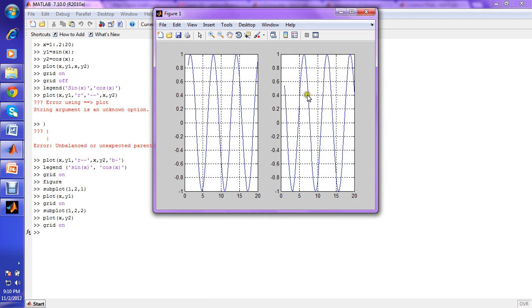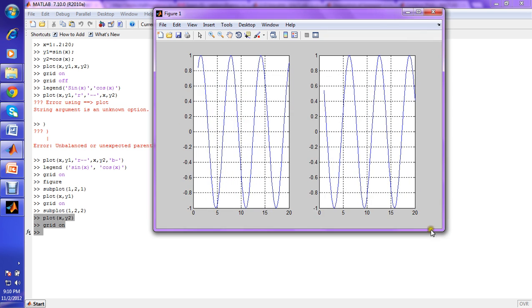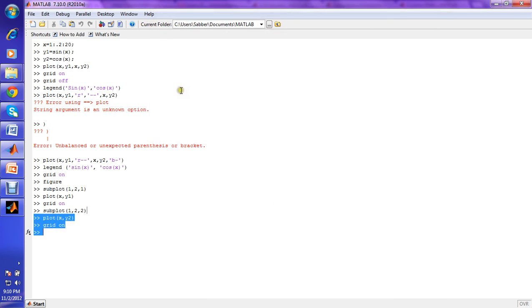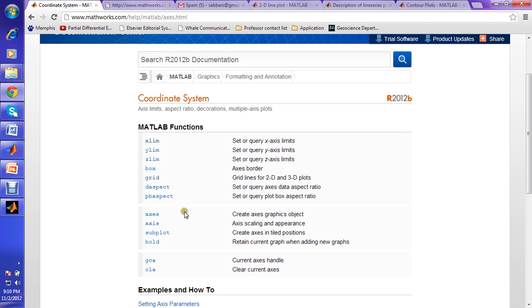Subplot has many facilities. If we want this to be represented by two rows, that means there will be one figure here and another one below, with one column. So here will be two rows, one column. This is a very important thing. So we have learned about the whole subplot, axis scaling and appearance, how it would be. It's very easy, so you can use x limit.